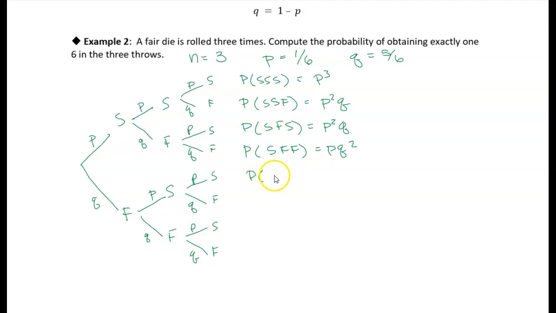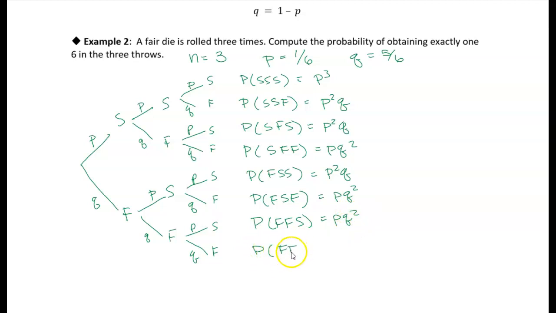So this branch represents the failure, success, success. So we're going to have p squared q, because q times p times p. This one is failure, success, failure, which is going to be, okay, we got 1 success and 2 failures. And then this one is going to be failure, failure, success. So we've got 1 success and 2 failures, so pq squared. And then the last one is failure, failure, failure, and the probability will be q cubed.